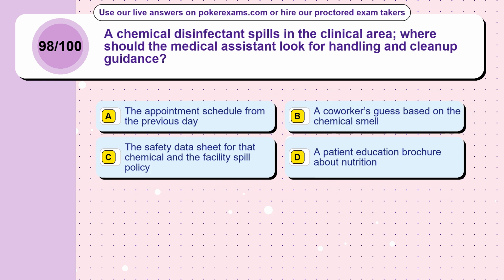Question 98. A chemical disinfectant spills in the clinical area. Where should the medical assistant look for handling and cleanup guidance? Option A. The appointment schedule from the previous day. Option B. A coworker's guess based on the chemical smell. Option C. The safety data sheet for that chemical and the facility spill policy. Option D. A patient education brochure about nutrition.